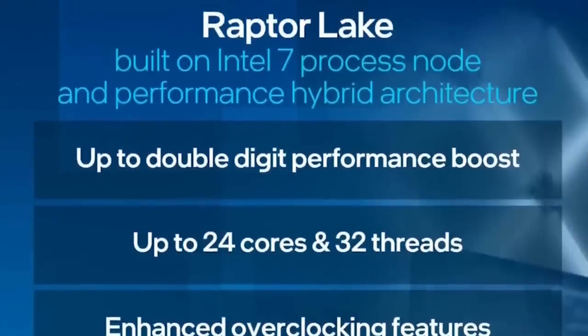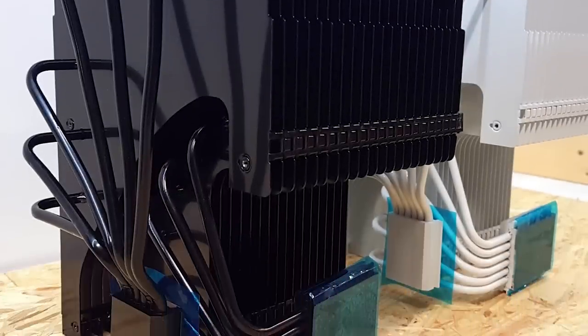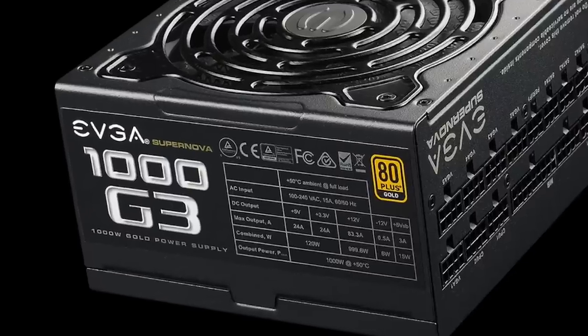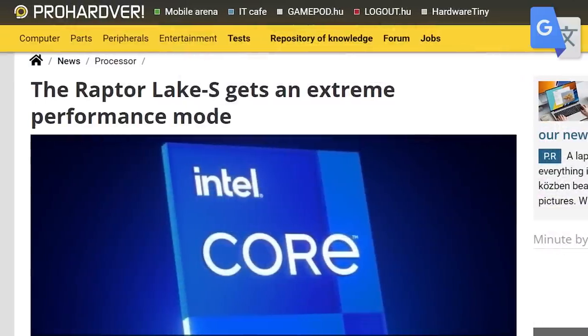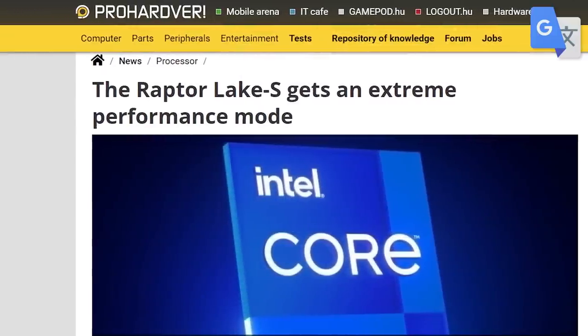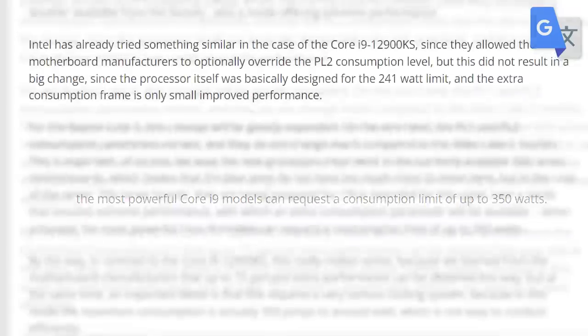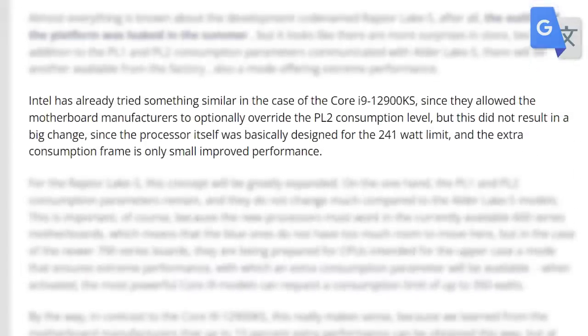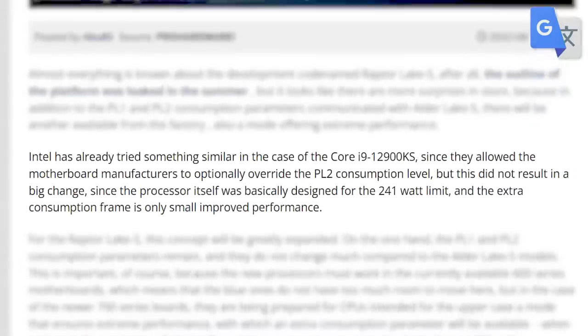And lastly, while on the topic of Intel's 13th gen, a new setting means you likely need a new cooler and PSU. The story comes from a new report by the Hungarian site ProHardware, where they claim that Intel's i9 lineup will support a shockingly high power limit, 350 watts. That's right, the new power limit will uncap the PL2 limit for some potentially big performance gains.